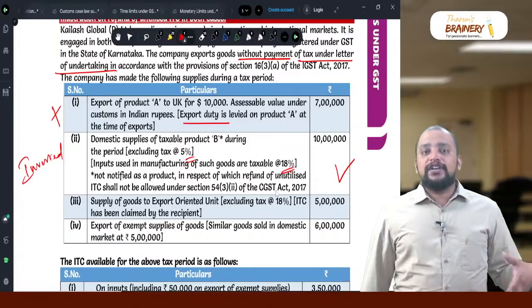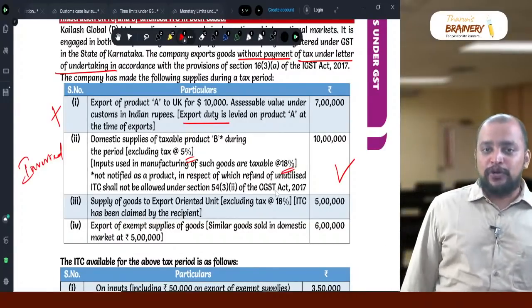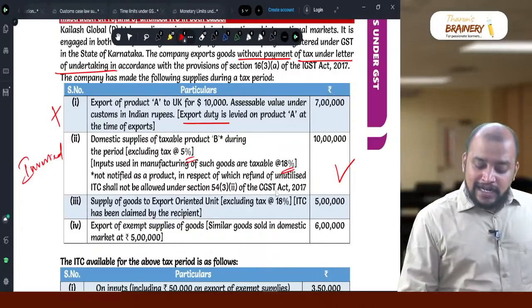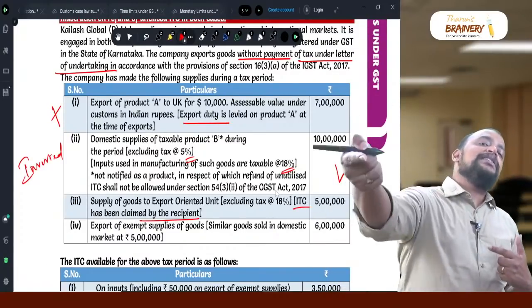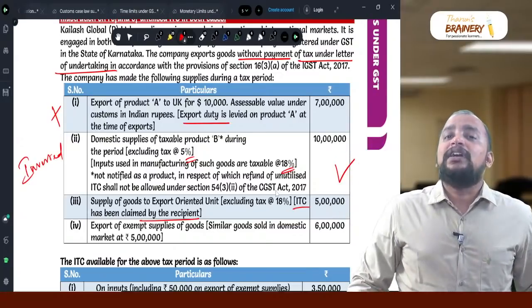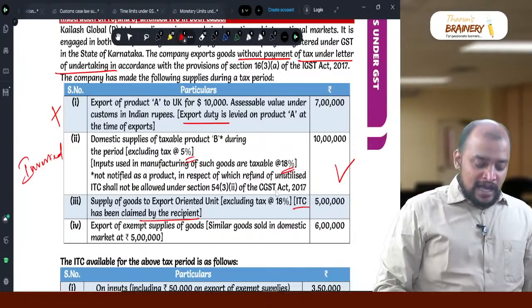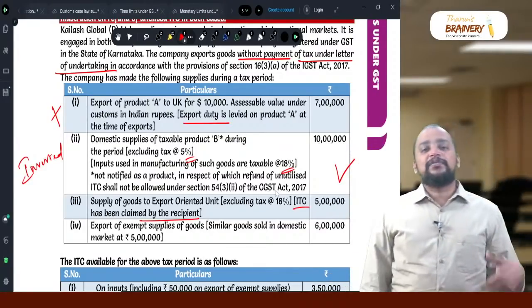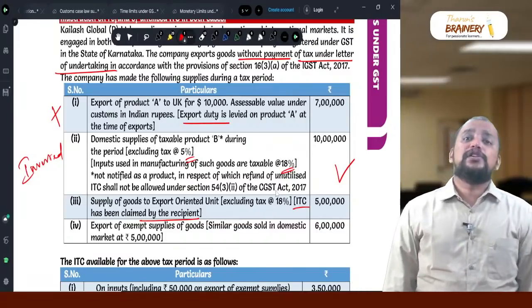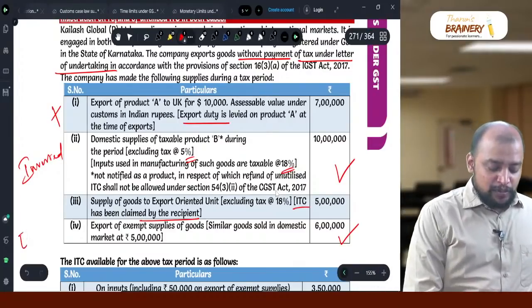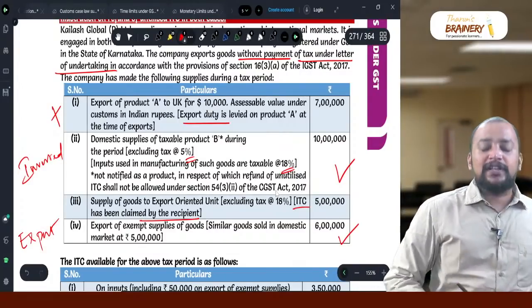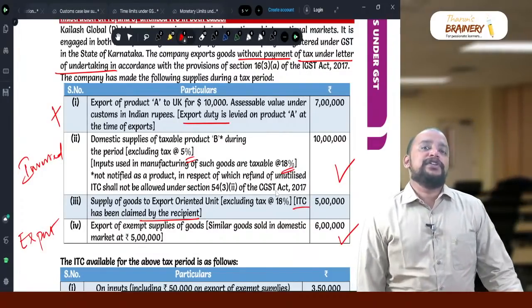Supply of goods to EOU. Supply of goods to EOU is deemed export. In this case, ITC has been claimed by the recipient, which means the supplier is not claiming refund, the recipient is claiming the refund, so the supplier will treat it like a normal sale only. And fourth case, export of exempted supplies. Export of exempted supplies is also zero rated, and we can claim the refund in this case. So this is export refund, that is, refund of unutilized ITC on account of zero rated turnover.